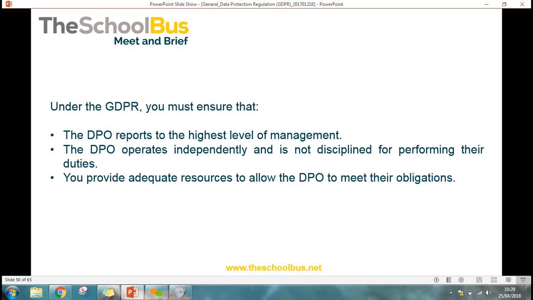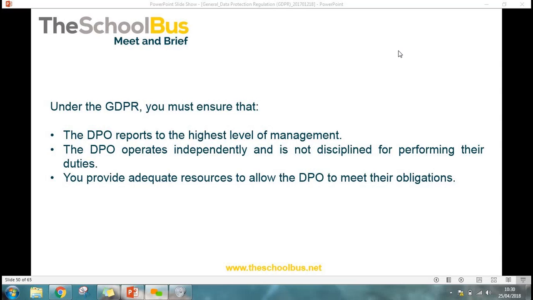And if you appoint internally to a member of staff within the organisation, it can be anybody within the organisation, as long as they do not have a conflict of interest in terms of defining how the data is being processed. But they've got to have a direct route to the top line of management.